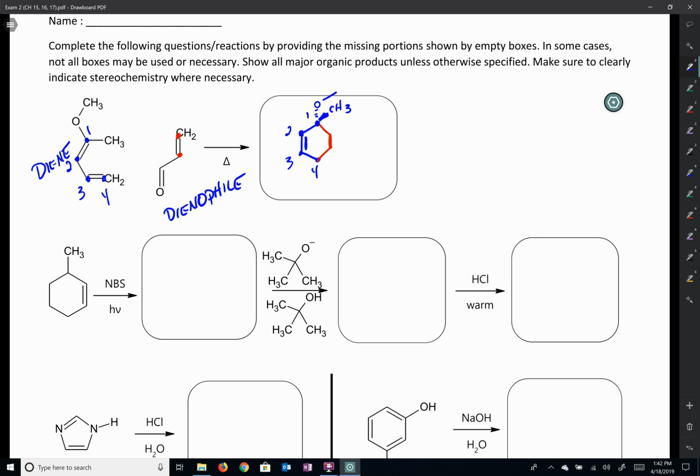And then on our dienophile, since it's asymmetric, we have to pay attention to 1,2 versus 1,4 additions. And since we can only do a 1,2 or a 1,3 in this case, we know we're going to prefer a 1,2 addition. So we are going to have our final product like this, right?